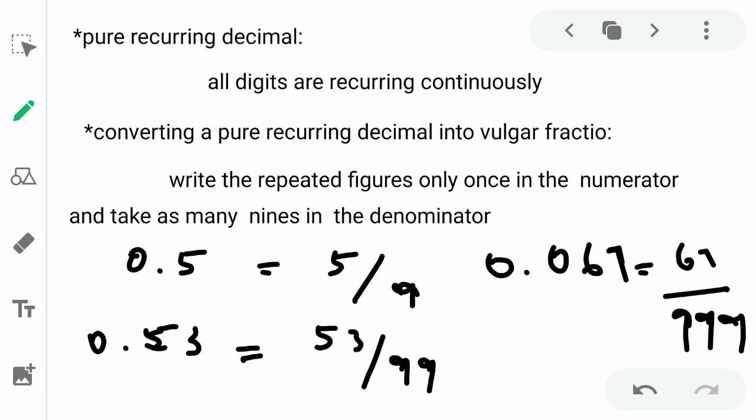So when I take 0.5, after the point I have only one digit, so I have to divide by only one 9. If I have 0.53, there are 2 digits in this, so I have to divide by 99. If I have 3 digits, I have to divide by 999.